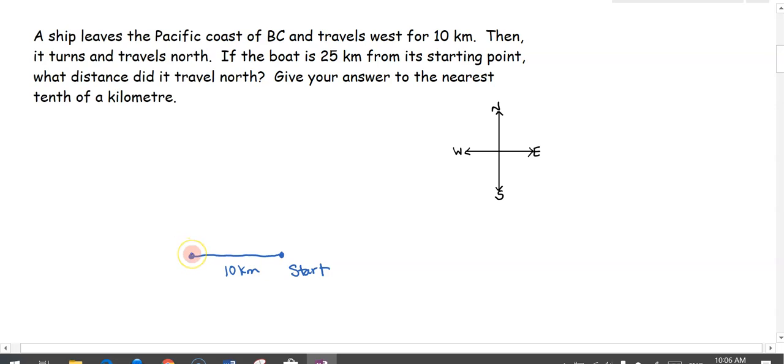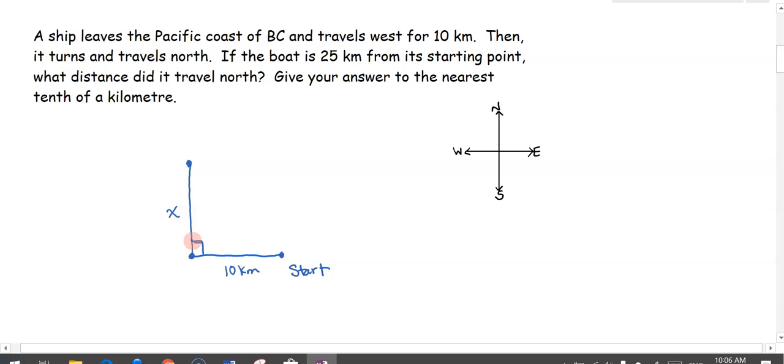Then from its new position, it's going to travel north. We have no idea how far, so I'll put an X there because I don't know how far it's traveling, but it is traveling in the north direction. We know that our directions create 90-degree angles. When we see a 90-degree angle, let's put it in our diagram because that'll help us look for right triangles.